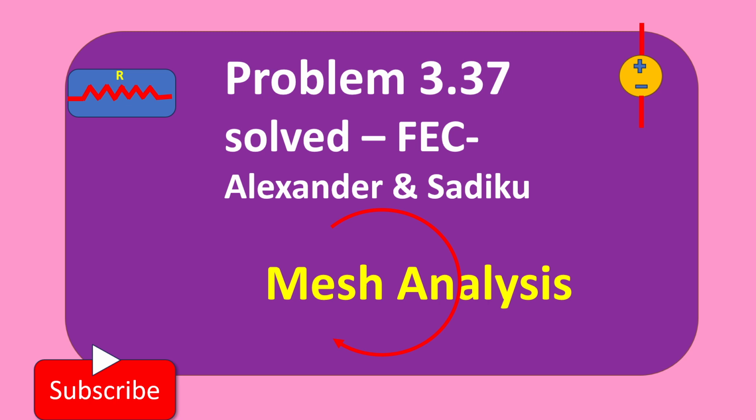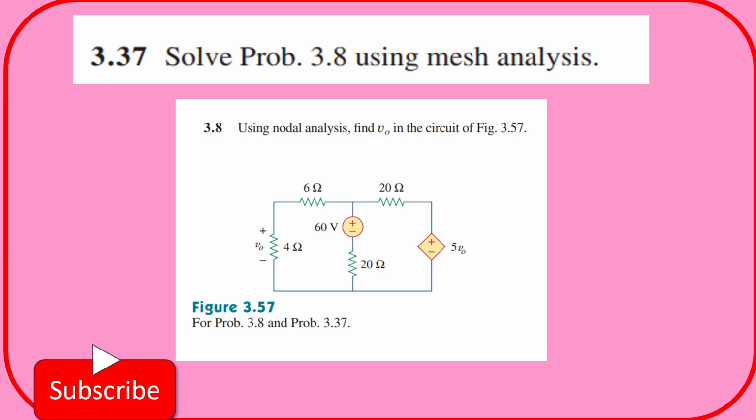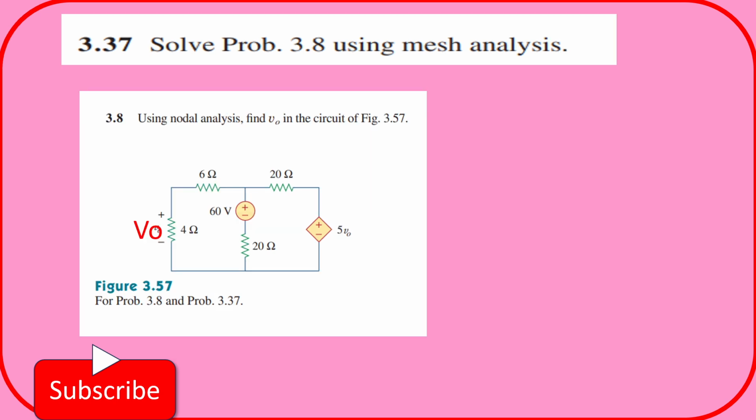In this video, we are going to solve problem number 3.37 from Fundamentals of Electric Circuits by Alexander and Sadiku's 5th edition. The question is to solve problem number 3.8 using mesh analysis. Already this problem was solved using nodal analysis in 3.8. Now we are asked to solve the same problem using the same circuit but with a different analysis, that is the mesh analysis. And here we are asked to find V0, where V0 is the voltage across the 4 ohm resistance.